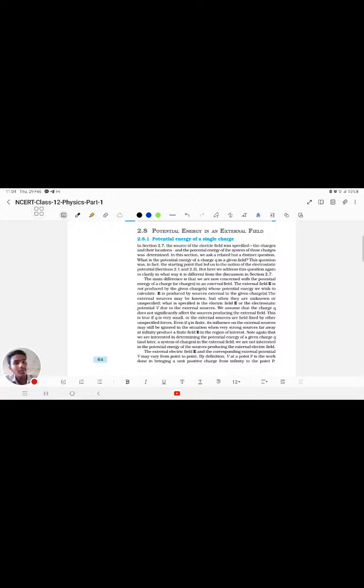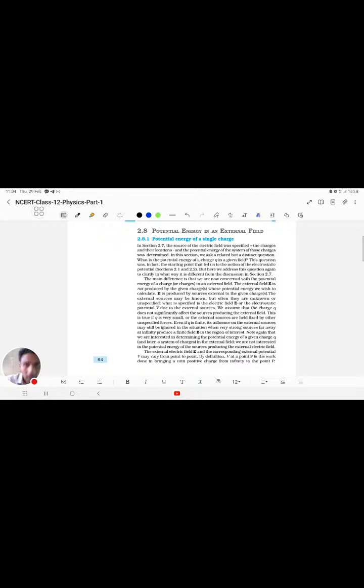And if I have given the field, then how much potential energy is present for that particular small charge q? So this question was in fact the starting point that led us to the notion of the electrostatic potential. So electrostatic potential, the cause for that is this. But here we address the question again to clarify in what way it is different from the discussion in section 2.7. Okay, so the main difference is that we are now concerned with the potential energy of a charge or charges in an external field.